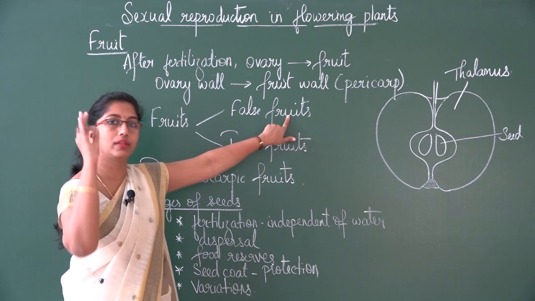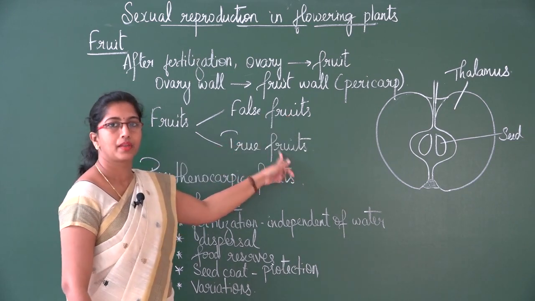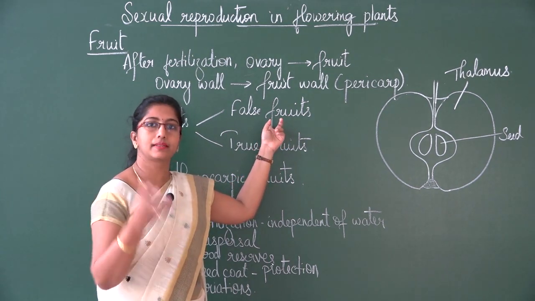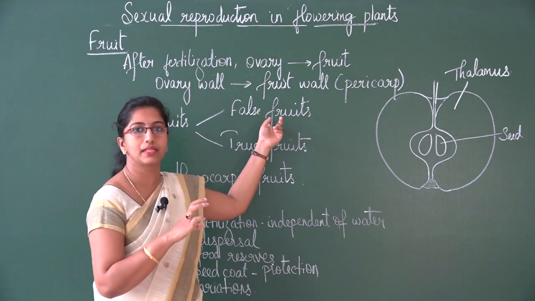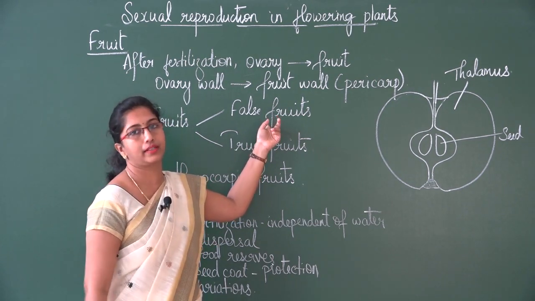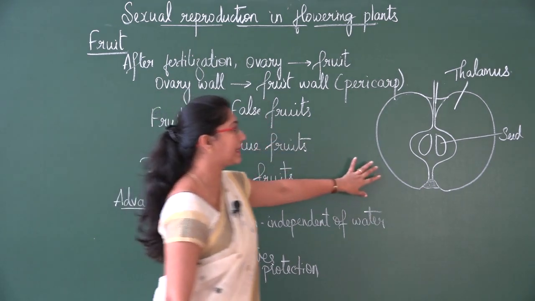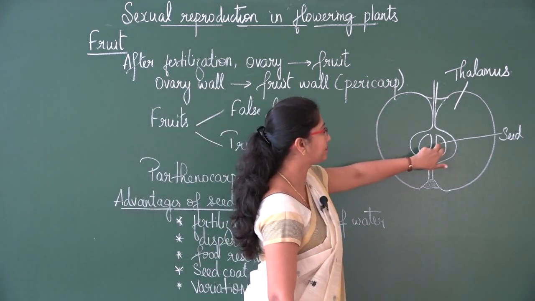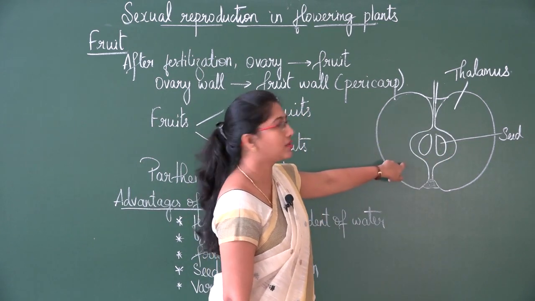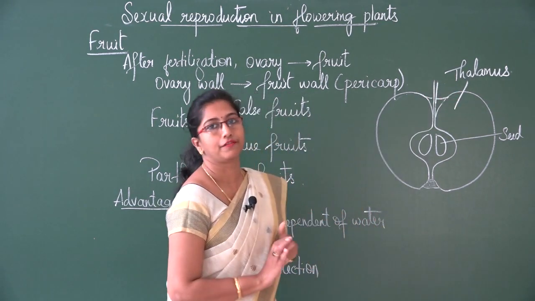When that is the case, we call that type of fruit a false fruit. If only the ovary develops into fruit, we call it a true fruit. A false fruit is one where, along with the ovary, some other part of the flower, usually the thalamus, becomes a part of the fruit. This is one example. See, this is a seed. This pulpy part, which is edible, is actually not the ovary but the thalamus, which has become the fruit.